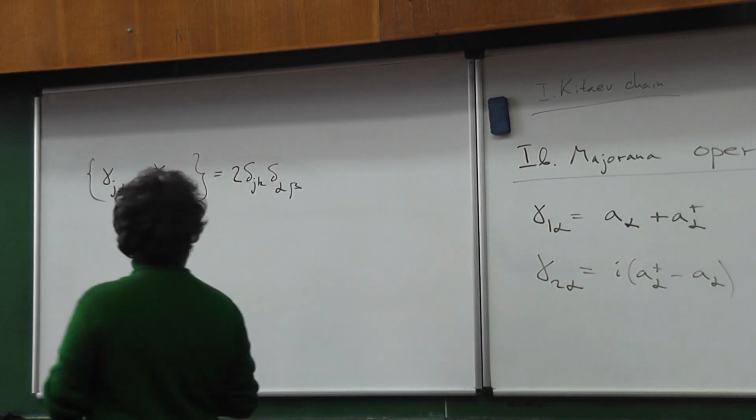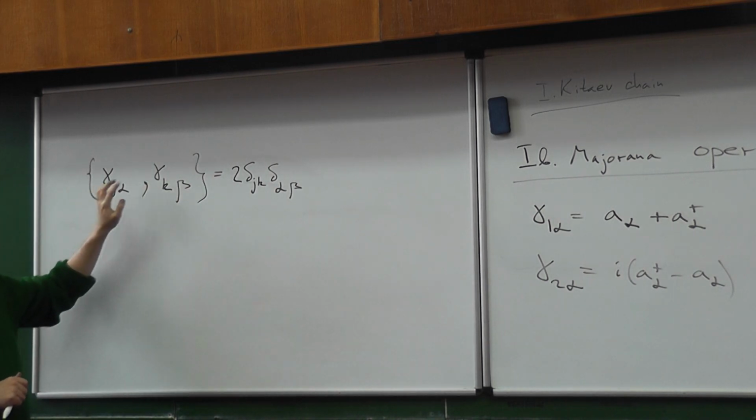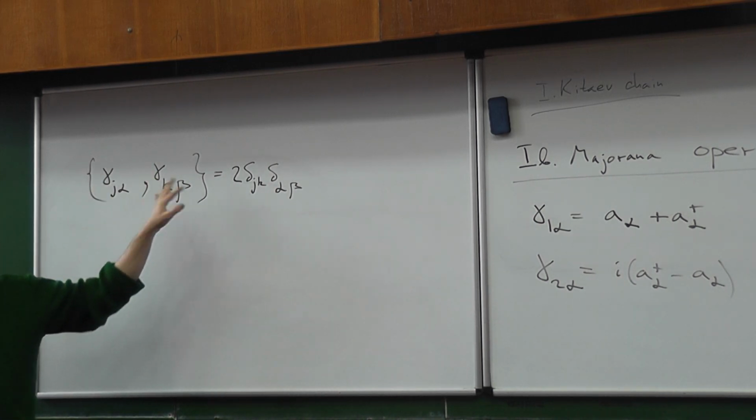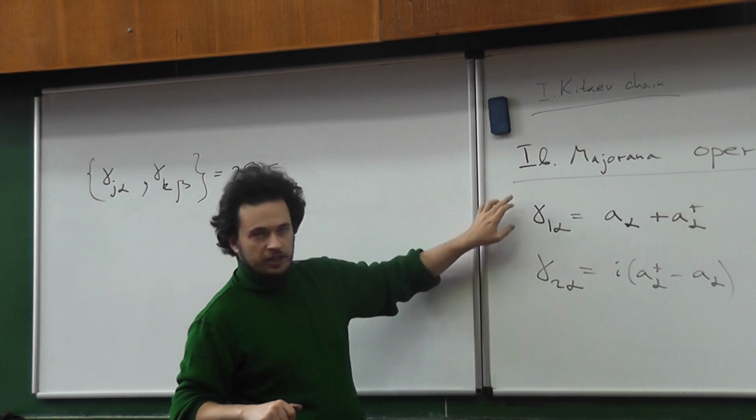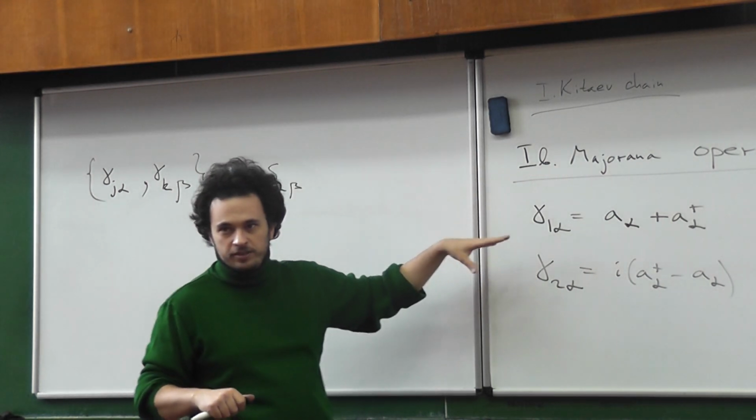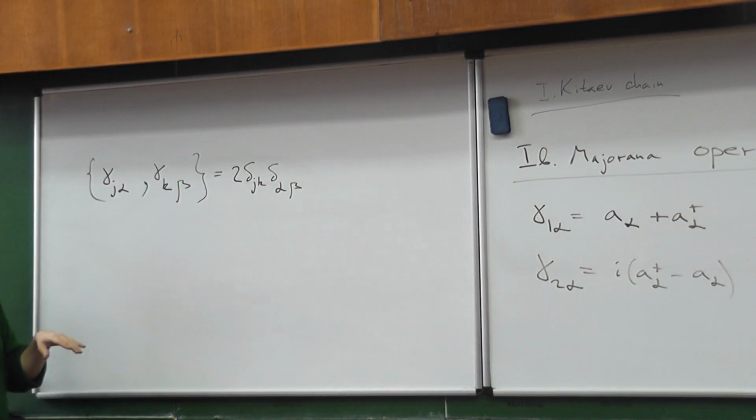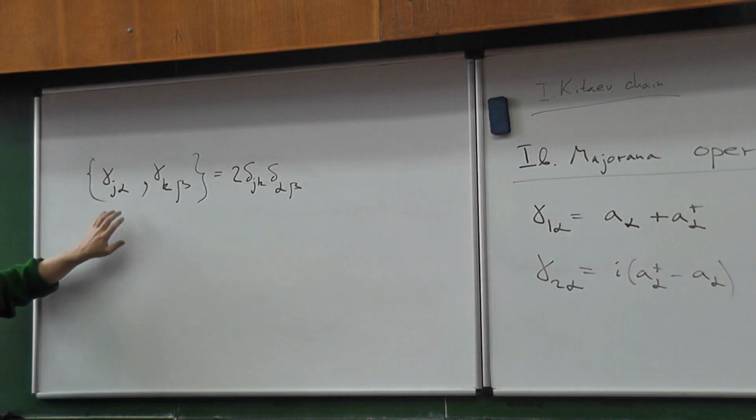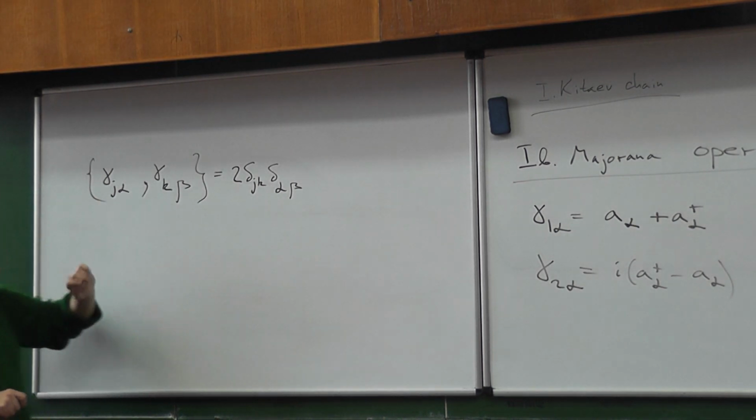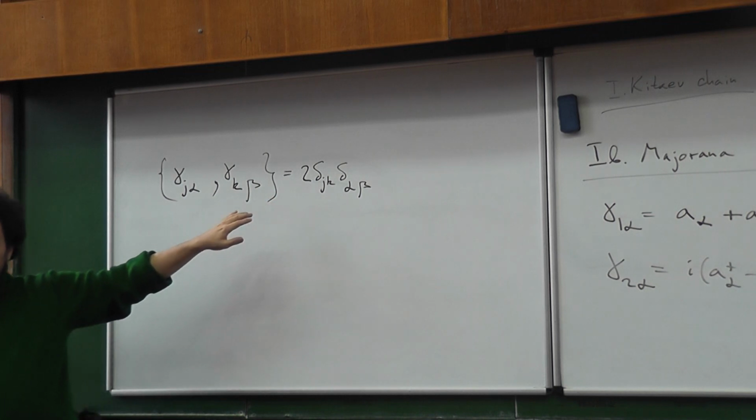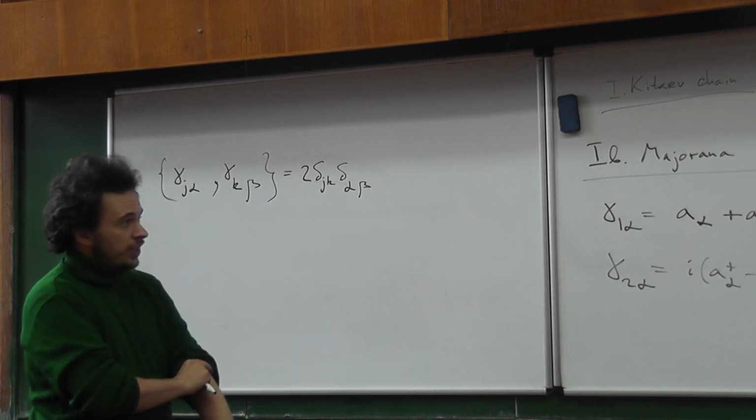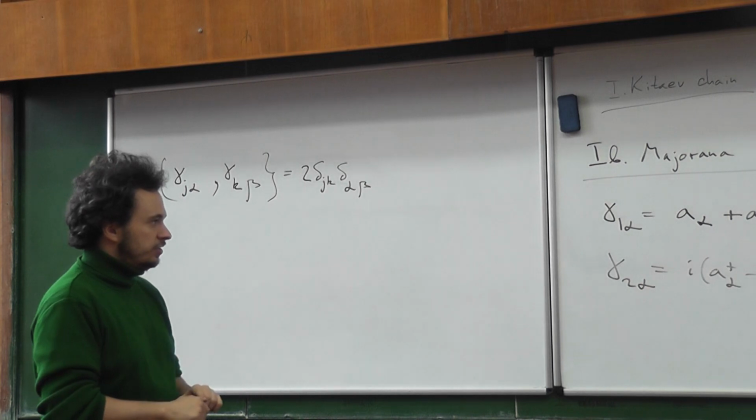So, if Majoranas belong to different fermions, they anti-commute with each other. Even if they belong to the same fermion, but these are two different Majoranas, the real and the imaginary part, they also anti-commute with each other. And if this is really the same Majorana, then gamma squared is equal to 1. So we have 2 gamma squared, which is equal to 2. These are the properties of Majoranas.